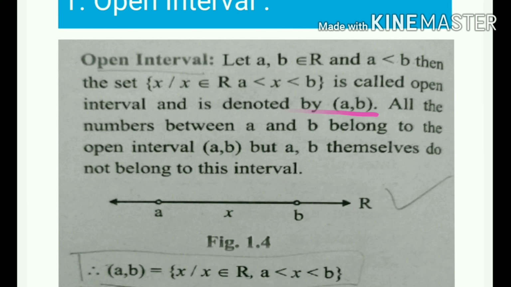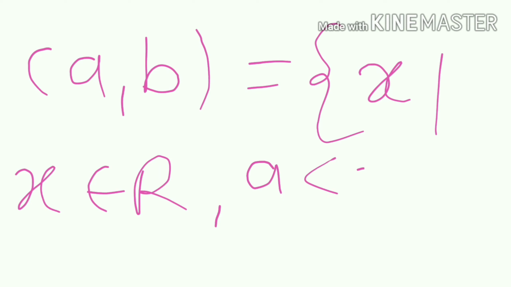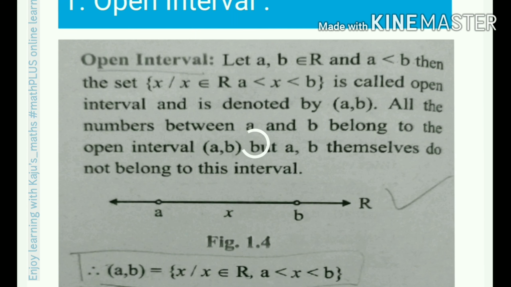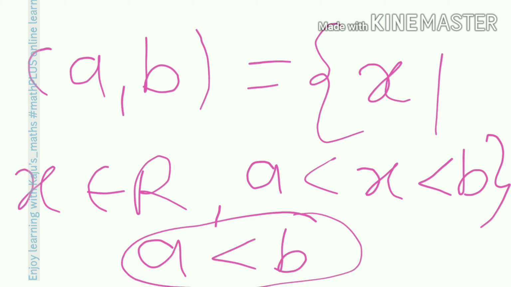So guys, what is the open interval (a, b)? You have to denote it like this, and it is the set of all x such that x belongs to the set R. What is R? It is the set of real numbers, and the condition here is a should be less than x and x should be less than b. And one more thing is given: a should be less than b. a is strictly less than b. So the value of a is also less than b.